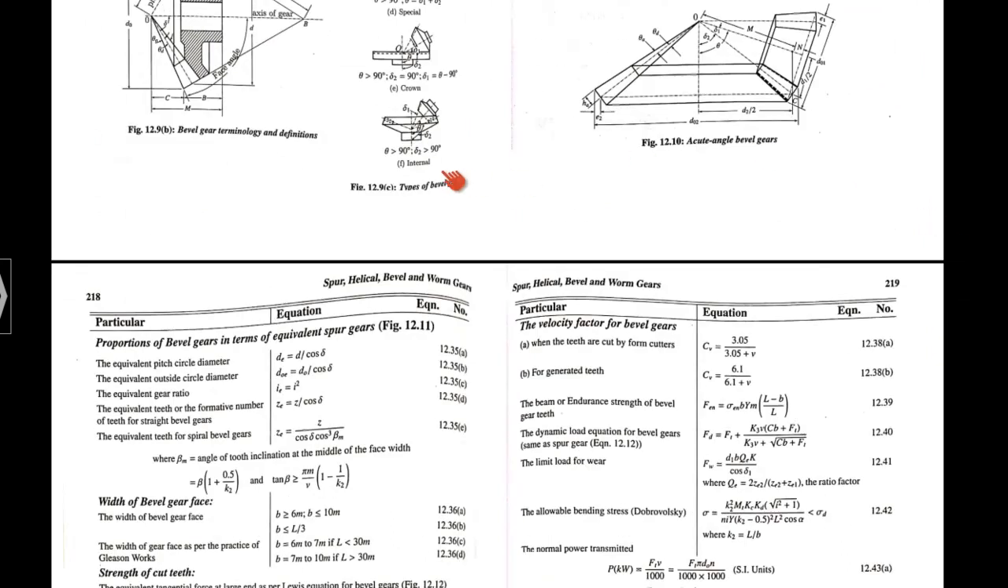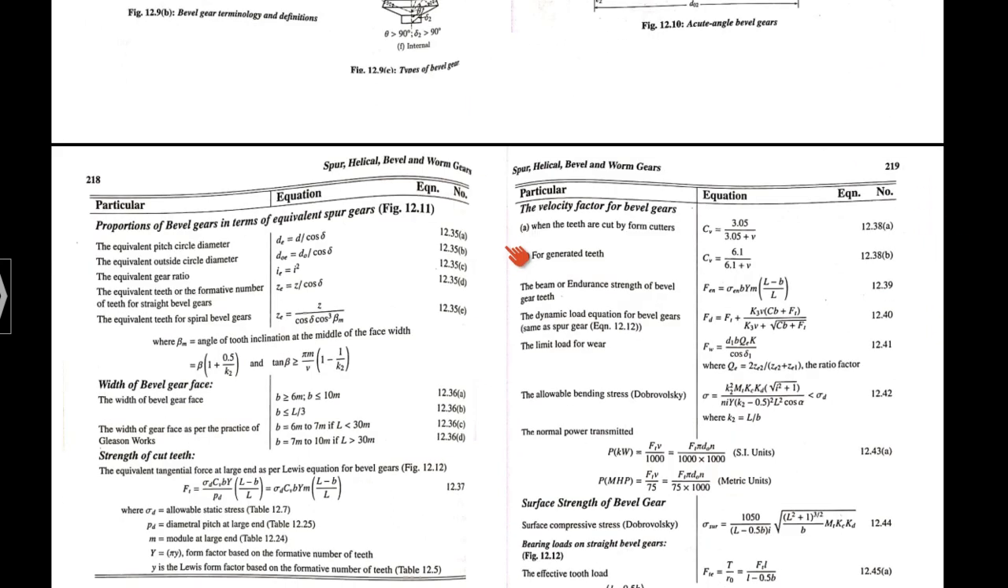Now, let us go to the data handbook and see what all the equations given corresponding to that. This procedure remains the same, but some calculations are in excess. So, let us discuss what are the changes in the design procedure, or what are the additional calculations that you have to make. First of all, the formative number of teeth. Let us discuss from here. If you look here, you can see that the formative number of teeth ZE is equal to Z divided by cos delta.